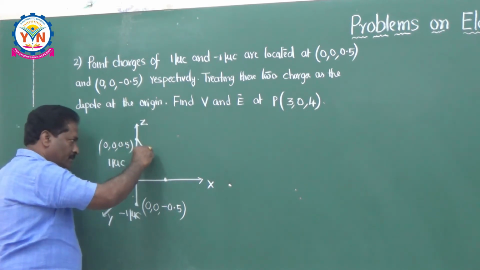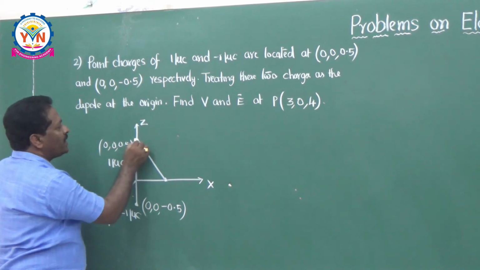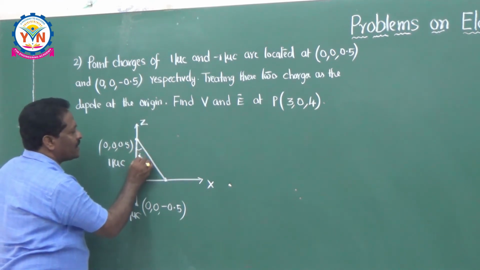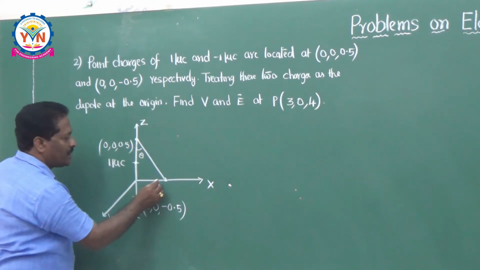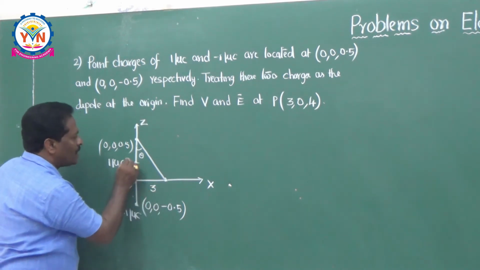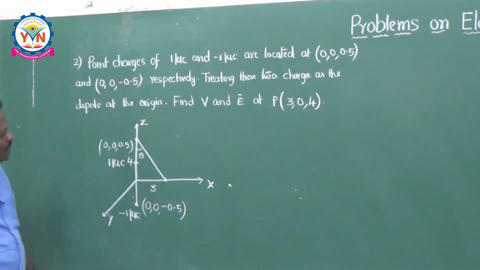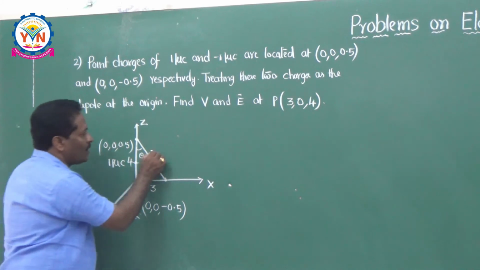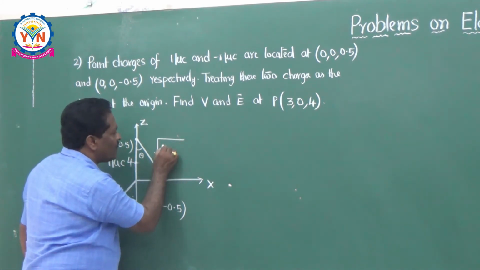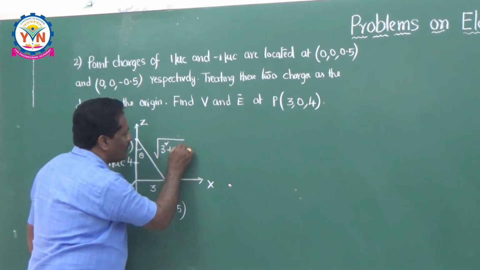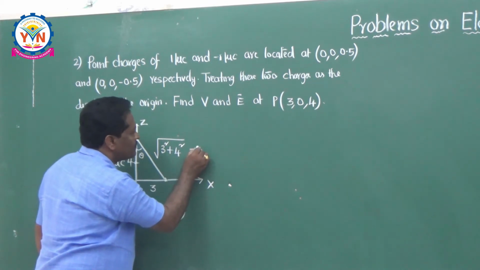So at this point, let this angle be theta, and x is equal to 3 and z is equal to 4. So this diagonal will be root of 3 square plus 4 square, that is equal to 5.